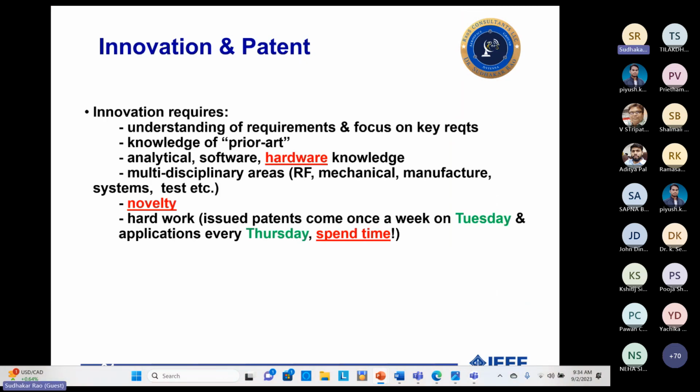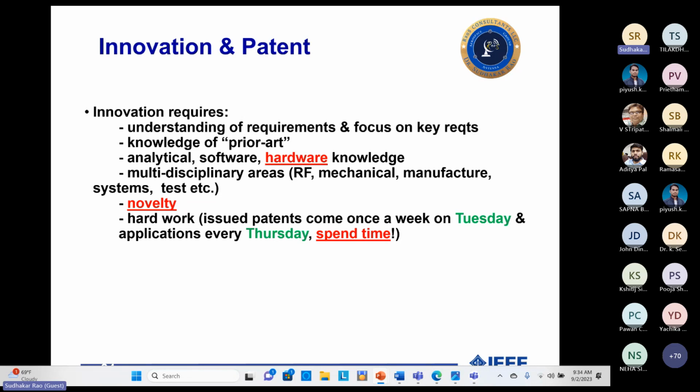So I think basically innovation or patenting requires a lot of hardware experience, because you need to provide the novelty and the end user. You need to satisfy the end user requirements. So it actually needs to be disciplined, because you need hard work.